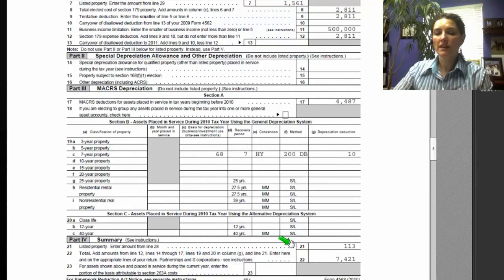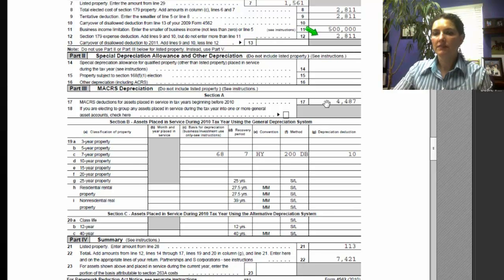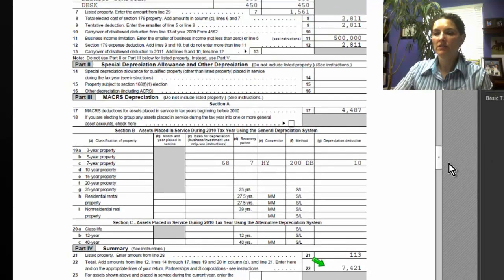Then on Part 4, we enter on line 21 the listed property depreciation from page 2, and that was $113. And we then add up line 12, line 17, and we enter on line 22 $7,421.